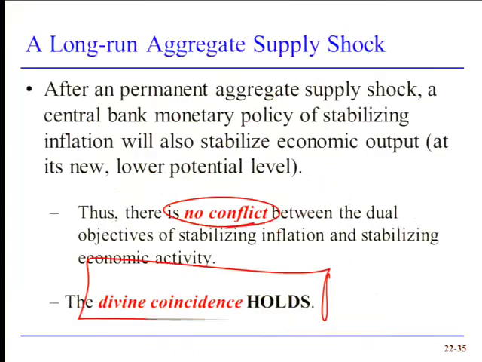No conflict, the divine coincidence holds. So central banks that are inflation-targeting don't have anything to worry about when the shocks to the economy are either aggregate demand shocks or long-run aggregate supply shocks. By targeting inflation, they are also achieving a zero output gap or zero unemployment gap.